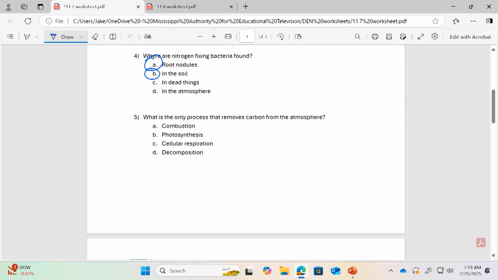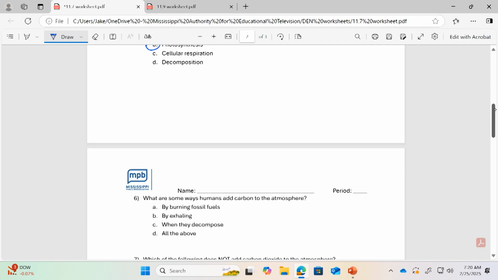All right, so number 5 says, what is the only process that removes carbon from the atmosphere? Now, this is a process that we've talked about a lot. This is photosynthesis, okay? Remember that photosynthesis is kind of like the opposite of cellular respiration. And when we respire, we exhale carbon dioxide, which adds it to the atmosphere. But plants do the opposite. They absorb carbon dioxide from the atmosphere, and that's a good thing.